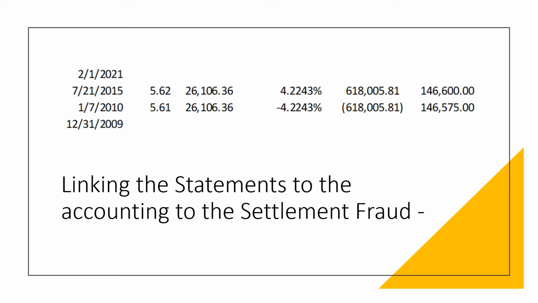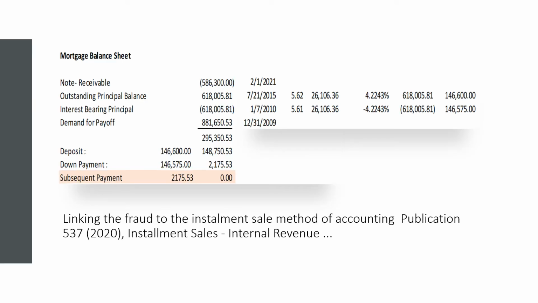So what do we mean when we say linking the statements to the accounting and the accounting to the settlement date? I'll show you. We're going to do a mortgage balance sheet, which we now are tying out to the previous presentation. The foreclosing party shows a note of 586.3, outstanding balance of 618,005, interest-bearing principal 618,005, and demand for payoff 881,650. Are those our numbers? No, not one of those numbers are our numbers.